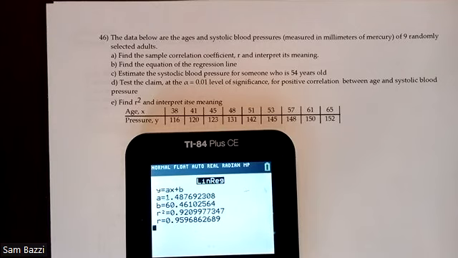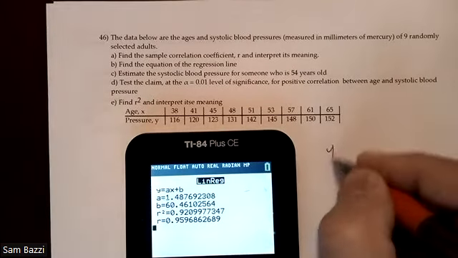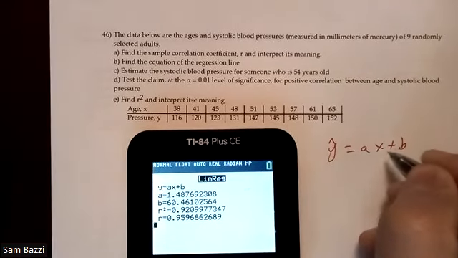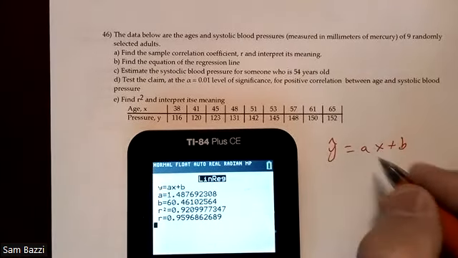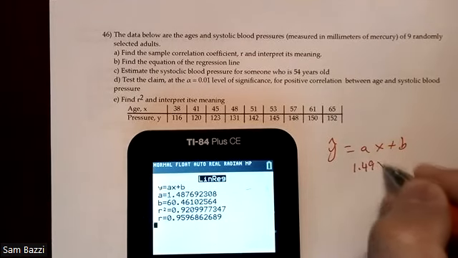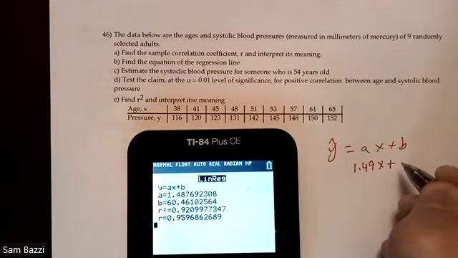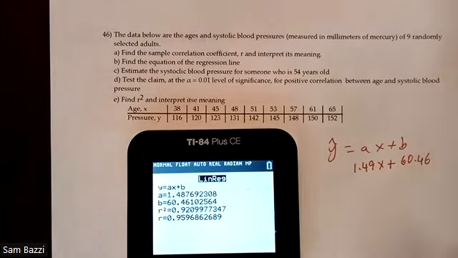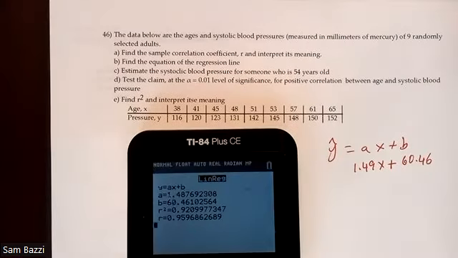Part B, find the equation of the regression line. You already have it, guys. It's right here, AX plus B. A is 1.49, X, and B is what, guys? 60.46. Okay, so this is the equation of the line, guys. Y equals AX plus B. A is the slope and B is the y-intercept.